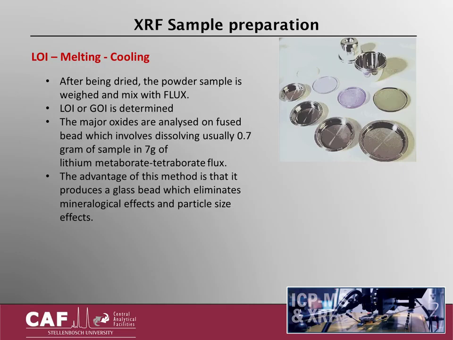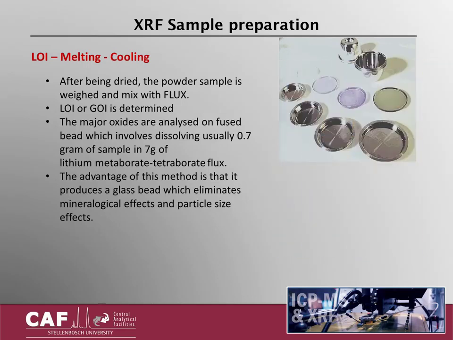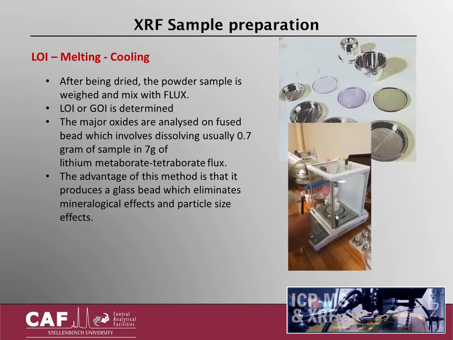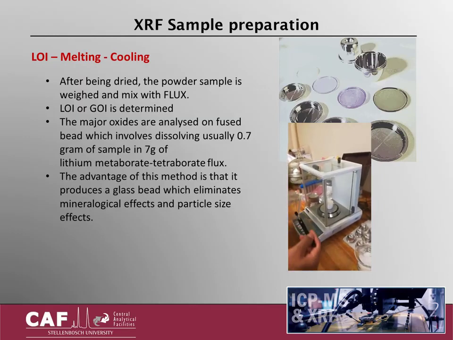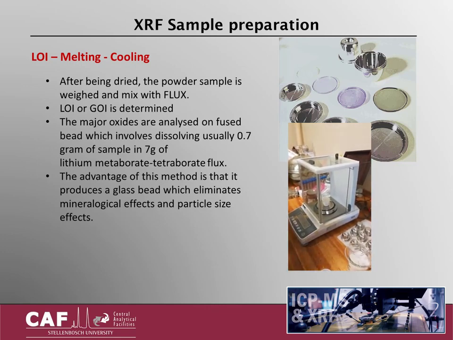Once an optimal powdered sample is achieved, the sample is dried at 30 to 40 degrees Celsius to remove any moisture. After the sample is dried, the fusion process can begin. Loss on ignition or gain on ignition is determined by igniting the sample at 1000 degrees Celsius in a muffle furnace. The sample is weighed out and mixed with a flux suitable to the sample type and elements of interest. The mixture is melted and turned into a homogeneous glass bead.